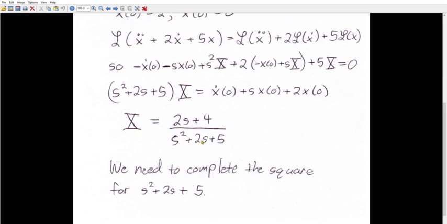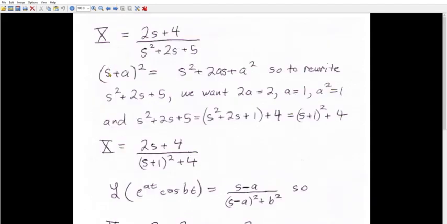Now, this doesn't look like anything in our table, but we can make it look like something in our table by completing the square for the bottom. And how do I know to complete the square and not to factor it? Well, b squared minus 4ac is negative. This thing does not have real roots. If it doesn't have real roots, what we're going to have to do is complete the square.